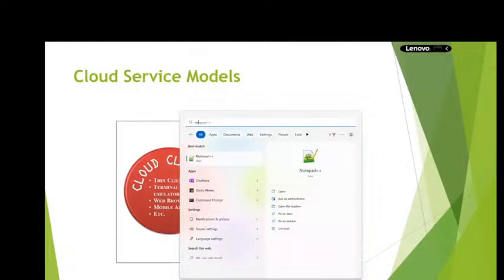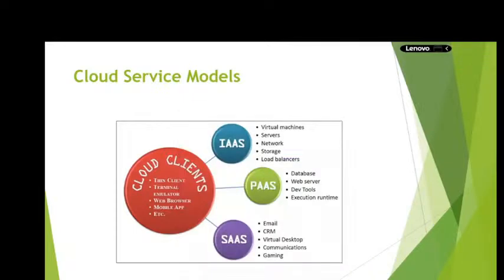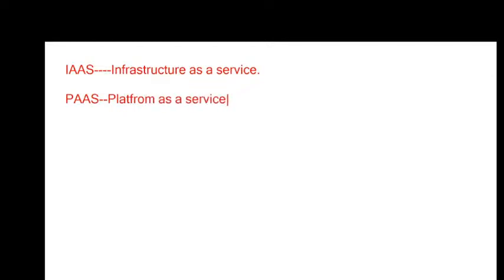So private cloud, public cloud, and hybrid cloud. Now the service models. One is IaaS, infrastructure as a service. Next is PaaS, platform as a service. And then Software as a service.